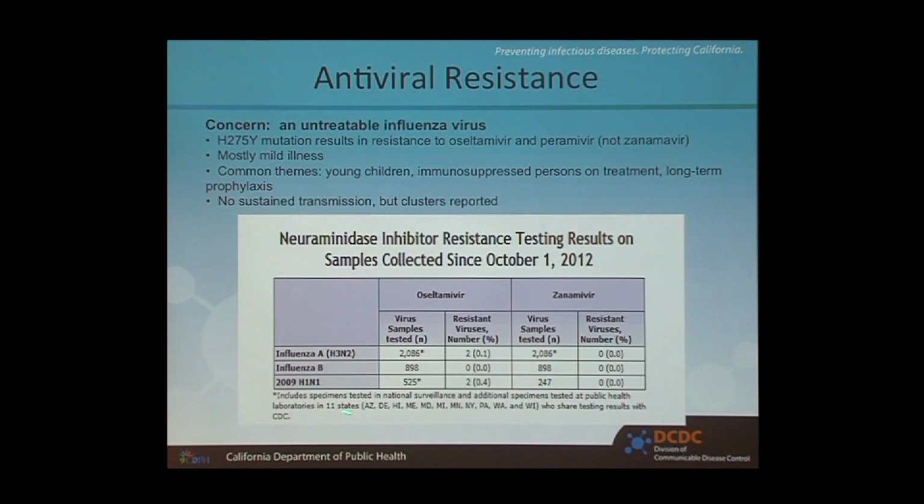And so this just shows the CDC surveillance that last year they tested almost 3,000 virus samples and found only 4 resistant viruses. So that's the good news, but we have to keep on top of that to make sure that we have some treatment available.